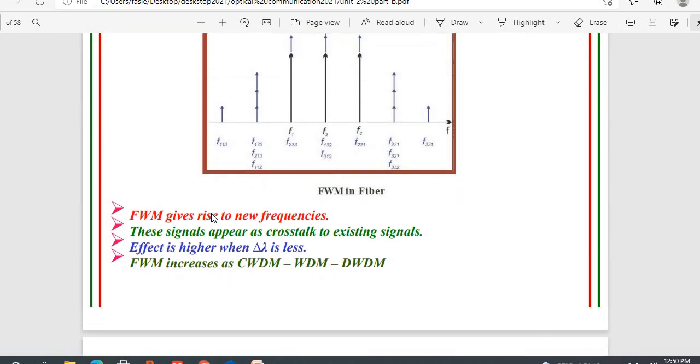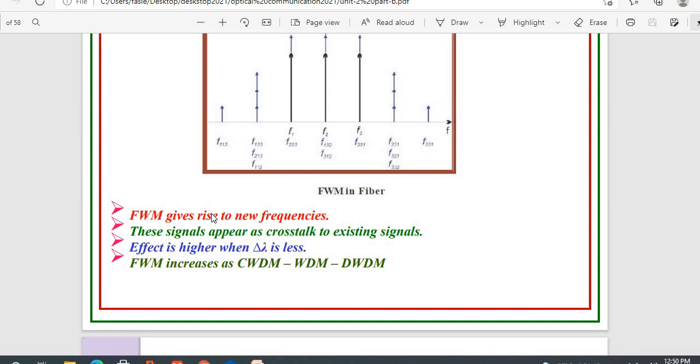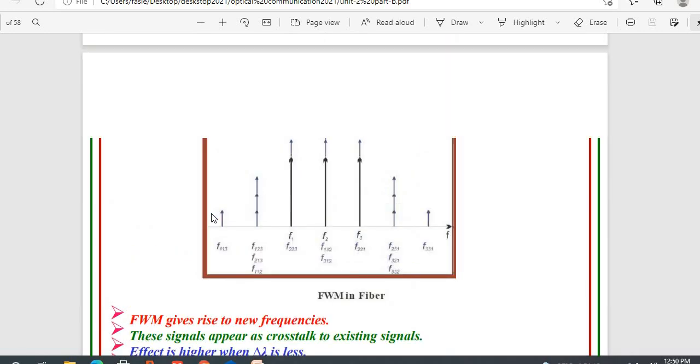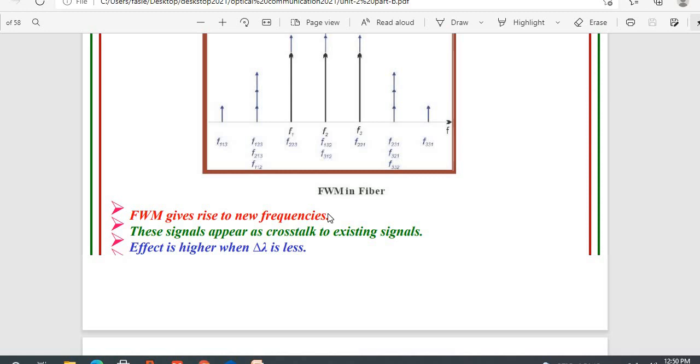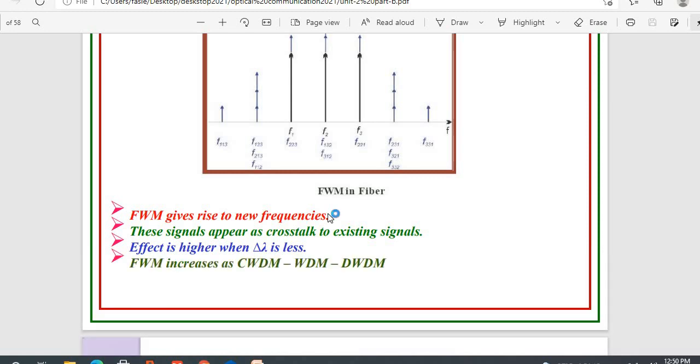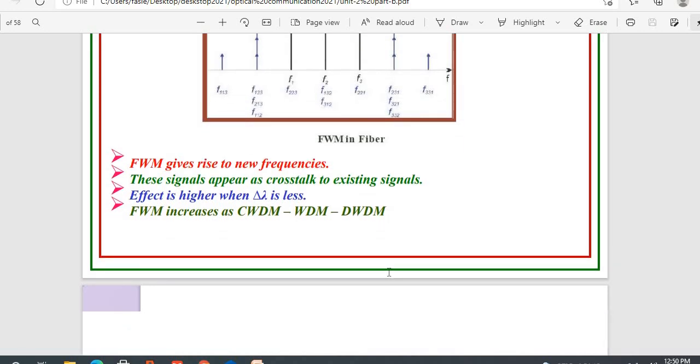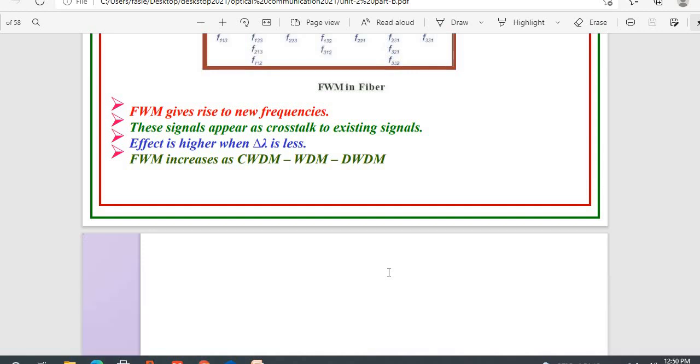In order to get that, the signal should produce a new frequency. These signals appear as crosstalk to existing signals, and the effect is higher when delta lambda is less. Delta lambda is nothing but the change in wavelength. When we see the change in wavelength, we can say the frequencies we put for FWM, like F13, F12, all those things, are four-wave mixing. So how can we get that? We can get it from CWDM, WDM, DWDM. This is the way we get the crosstalk for that particular signal.